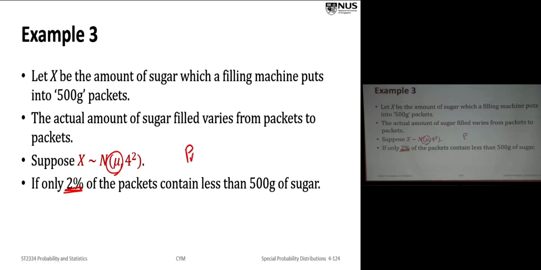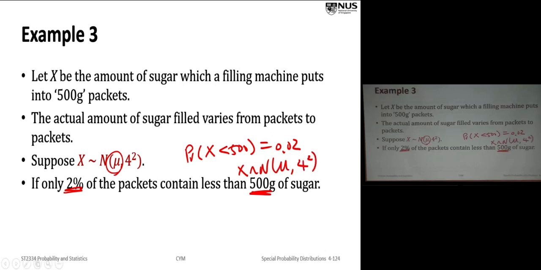So in other words, the probability of x less than 500, this one I know is 500, is only 2%. And x follows normal with mean mu and variance 4 squared. So you see, here I set up an equation. I want the percentage of packets of sugar less than 500 gram to be 2%. So I set up the equation. Where's the unknown? X is not unknown, but the distribution of x is unknown. At least we have mu that we don't know. So I can change this mu value and solve this equation to find the mu.